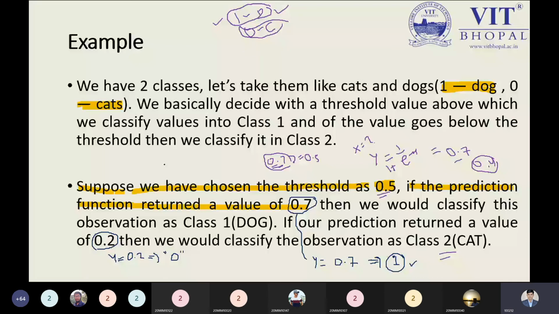Any doubt in this example you have? Just tell me right now. Any doubt in this example? No, sir. Everything is written in the slide and it is very clear, but if you have any doubt, you can ask. Okay. If you don't have, I can move to the types of logistic regression.